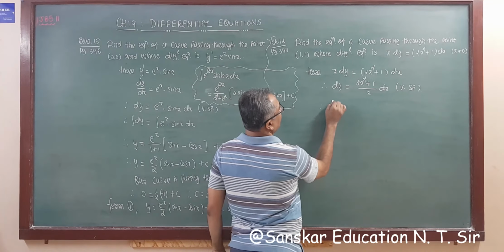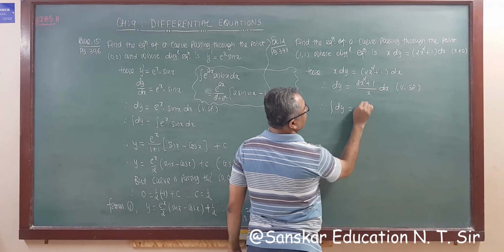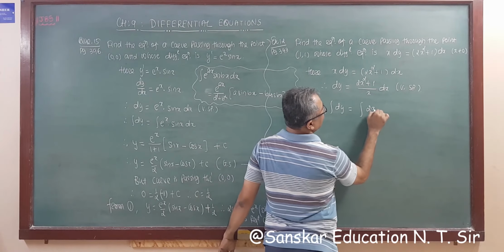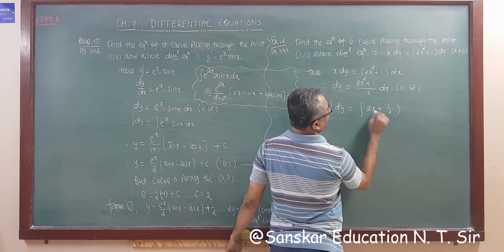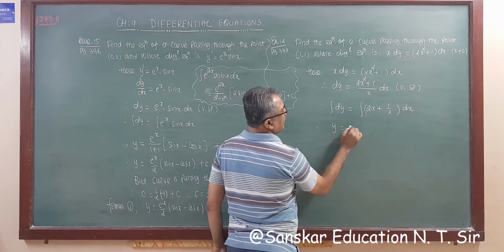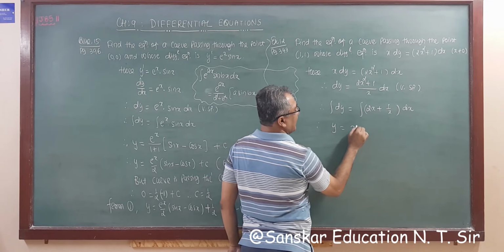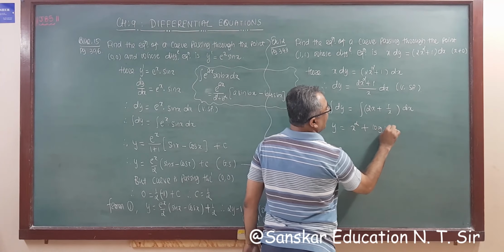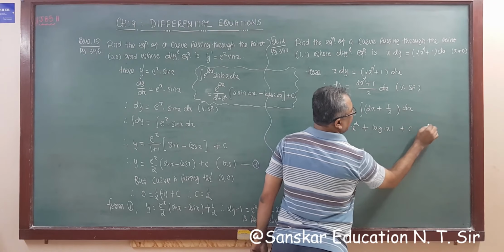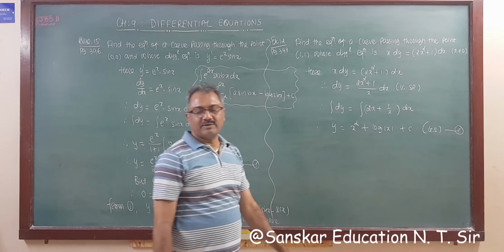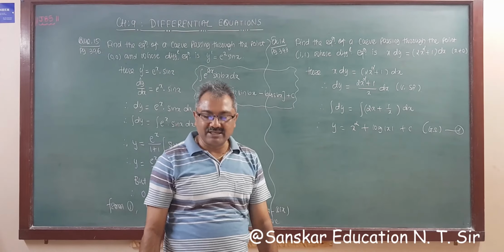So integrating, we get integration dy is equal to integration of (2x plus 1 upon x) dx. So integrating, y is equal to x square by 2, but 2 will be cut, so x square, plus log mod x plus c, right? This is your general solution, say equation number 1.